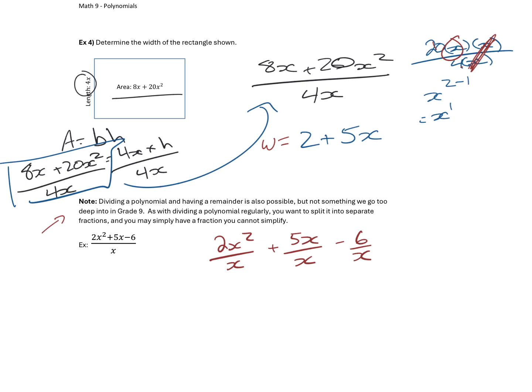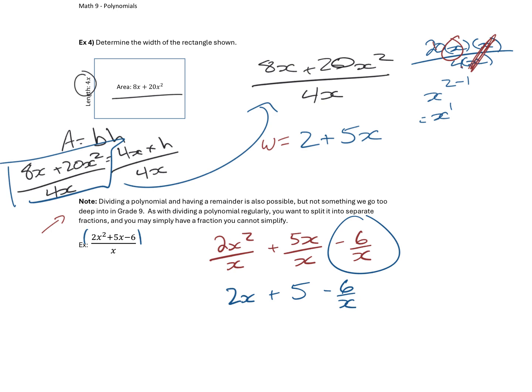So I can simplify the first two. I have 2x squared divided by x, well, that leaves me with 2x. Plus 5x divided by x, well, that leaves me with 5. But I can't simplify this one, so all I'm going to do is write it as the fraction. And that's it. I've taken part of that, I've divided it, but I leave the rest as a fraction. I'm dividing each term in this trinomial by that number.